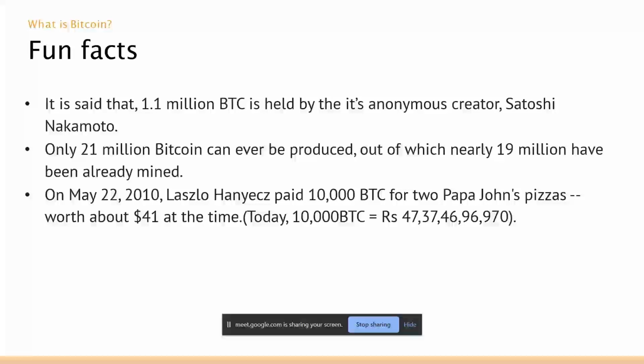Some fun facts about blockchain, Bitcoin. Before getting started, to get you interested in Bitcoin, I'll tell you some fun facts. It is said that 1.1 million Bitcoin is held by its anonymous creator Satoshi Nakamoto. The creator of Bitcoin is not yet known. The identity of the creator is not known, but a paper he published was written by Satoshi Nakamoto. So we know him only by this alias.